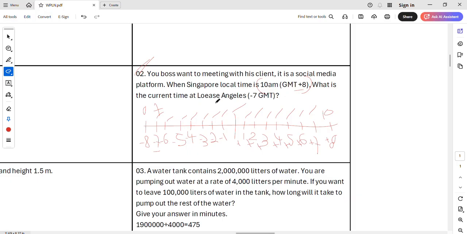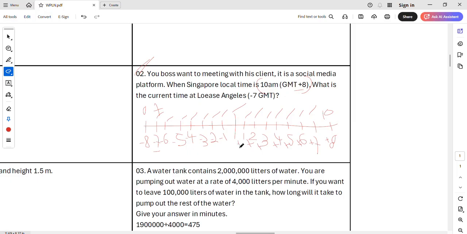Okay, so asking the Los Angeles time. We don't know the Los Angeles time. We know only the Singapore local time, and we only know the Los Angeles GMT. So for Los Angeles GMT, the left hand side should always be positive numbers, and the right hand side should be negative numbers. So the middle point should be 12.